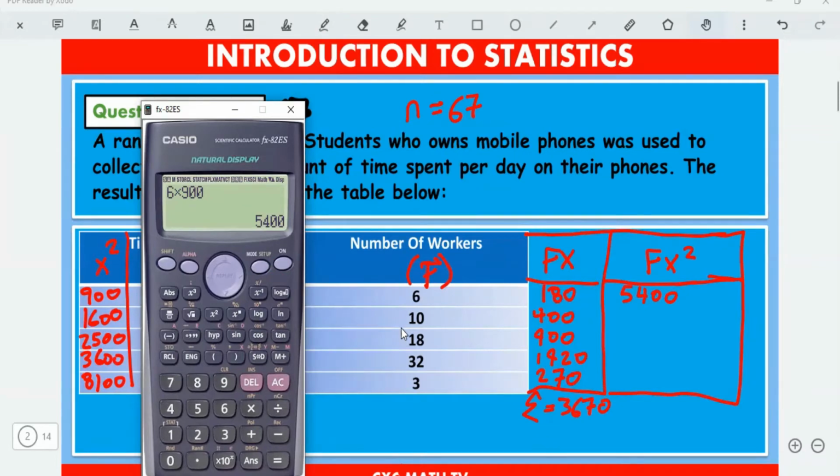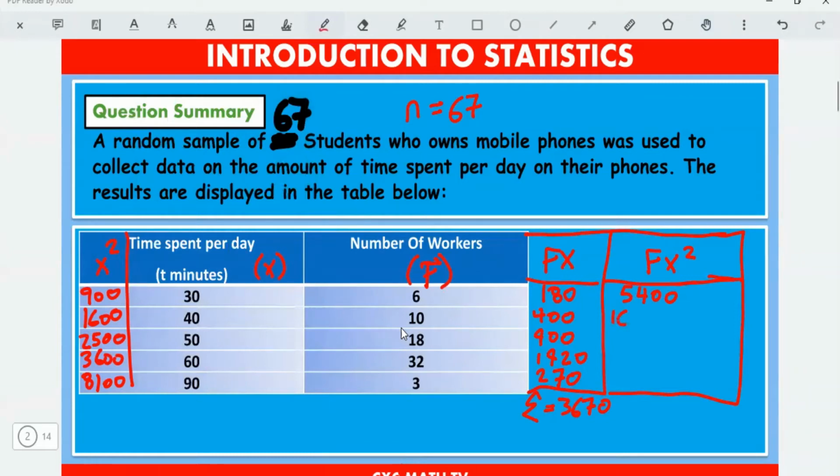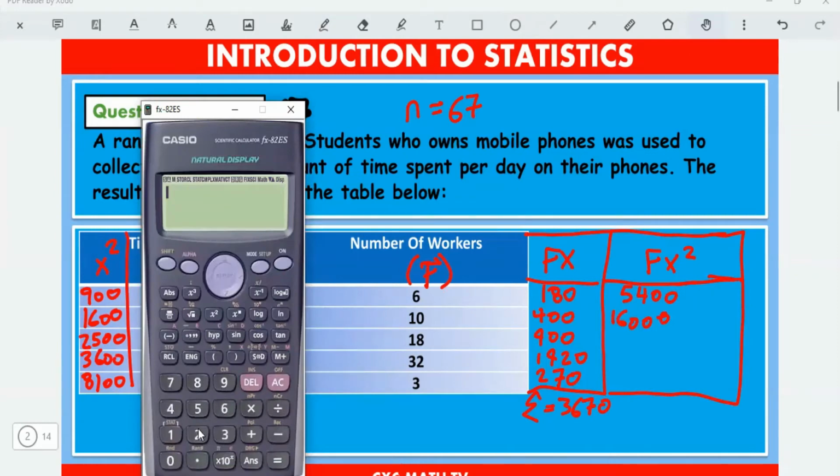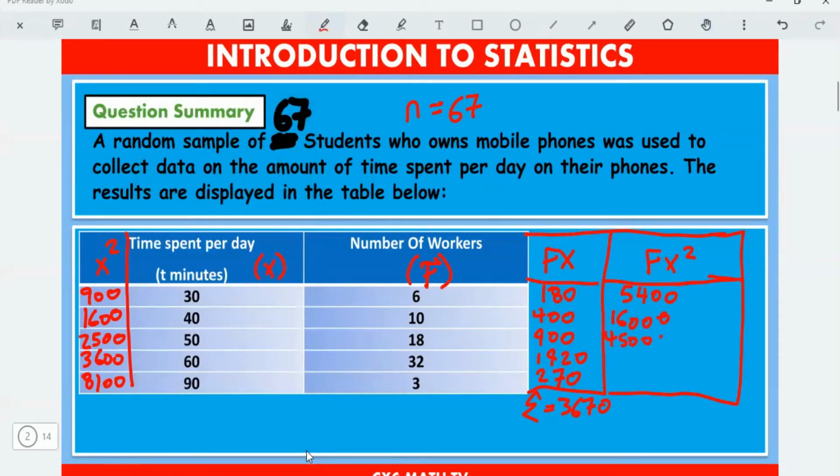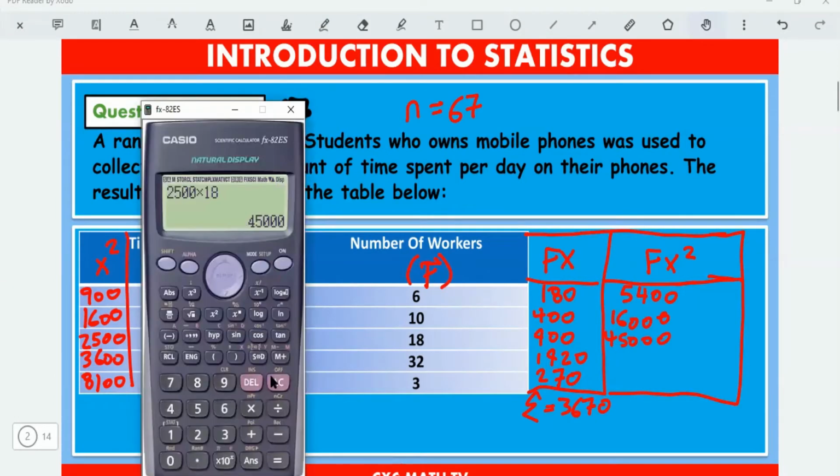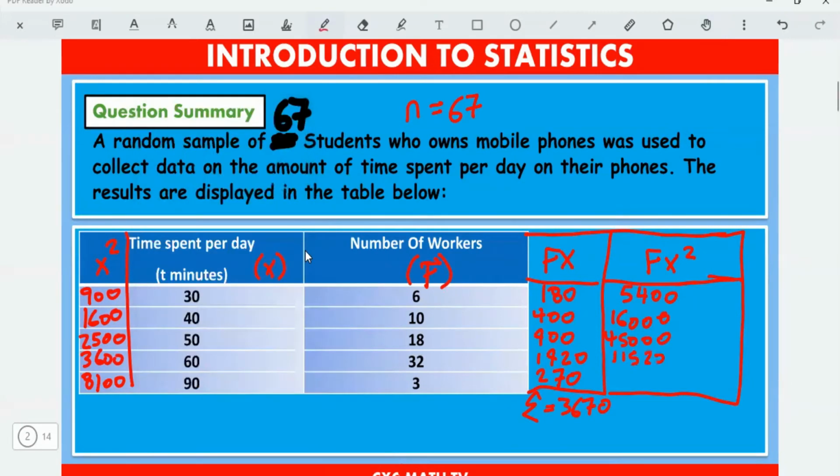Now we need 1600 times 10. We know that one is easy. That is just 16,000. Now the next one is 2,500 times 18. I know that's a big number. That's 45,000. And then we need 3,600 times 32. When we multiply those, we get 115,200. And then we have 8,100 times 3.